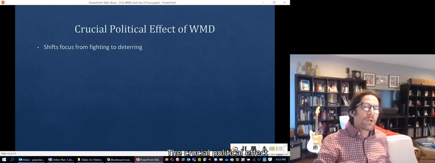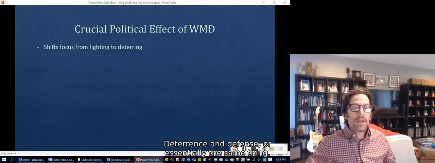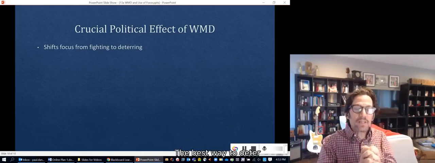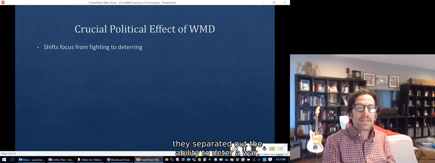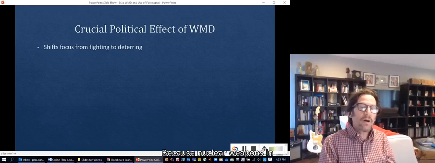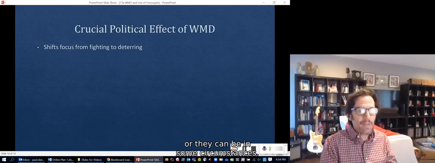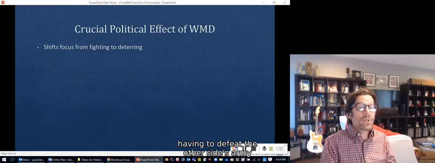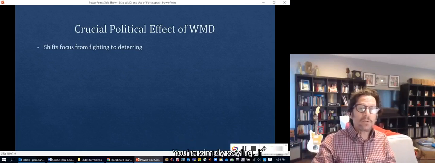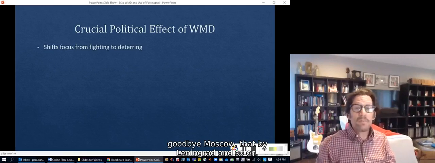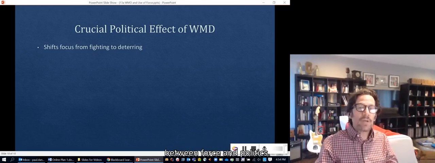The crucial political effect of weapons of mass destruction is this: for all of human history up until 1945, deterrence and defense were essentially the same thing. The best way to deter a war was to be able to fight a war. And what nuclear weapons did is they separated out the ability to deter a war from being able to fight a war. Because nuclear weapons, in some important respects, aren't useful for fighting a war, or they can be in some circumstances, but it's a way to deter a conflict without ever having to defeat the other side's army on the field, right? You're not talking about defeating the Soviet army in Central Europe. You're simply saying, if you overrun us in Central Europe, goodbye Moscow, goodbye Leningrad, and so on. And essentially they're saying the same things to us. So it's really changed the relationship between force and politics.